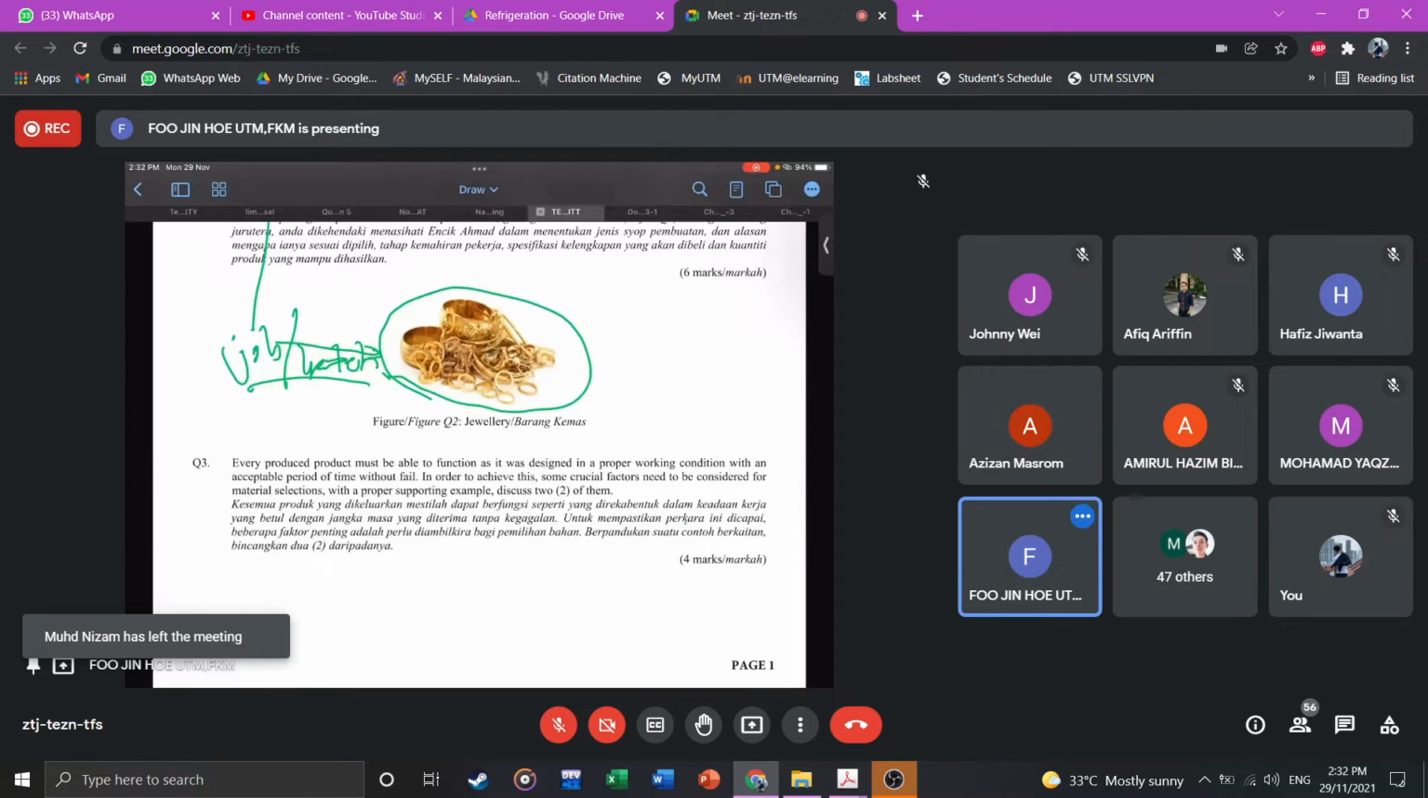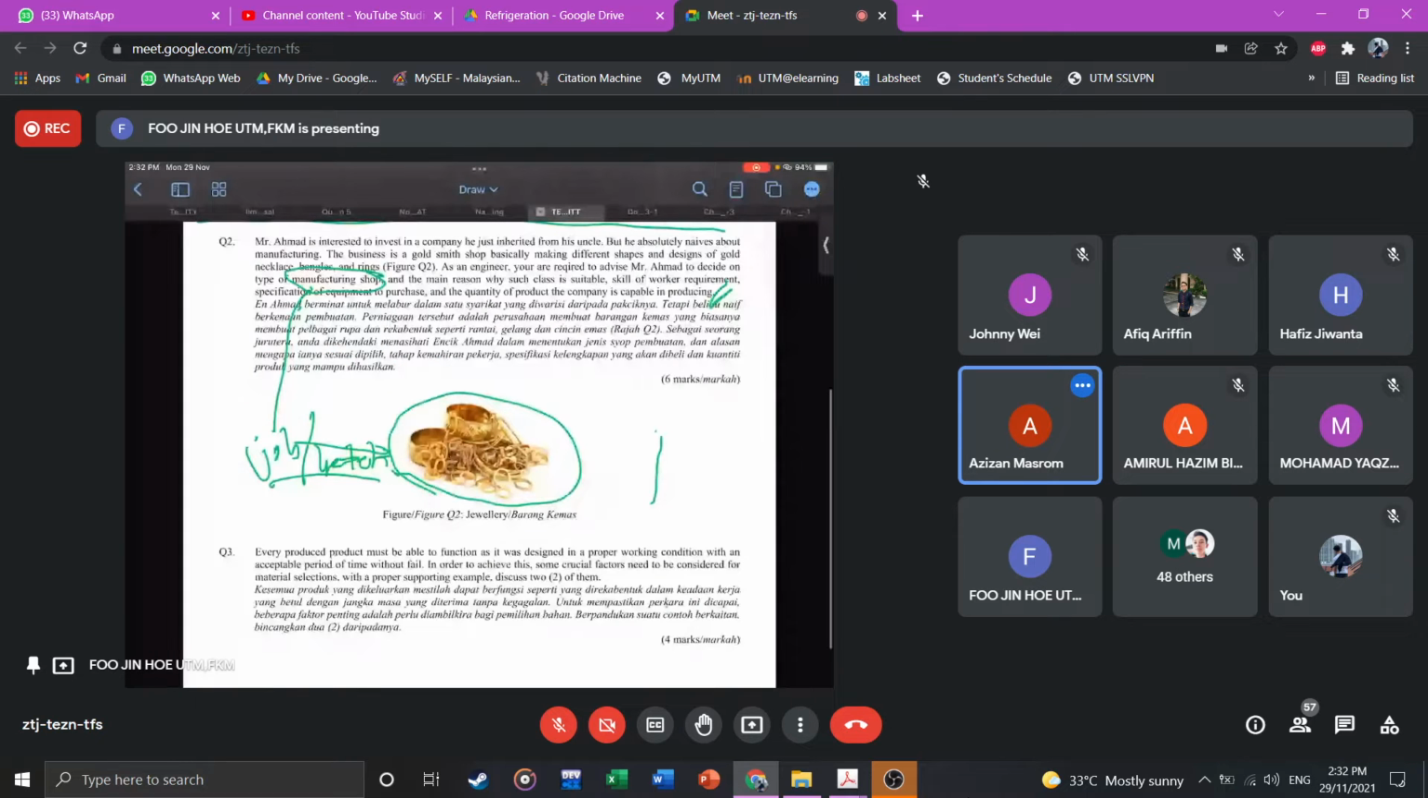Sorry, Doctor, for the question just now, the 6-mark one, basically we have to talk about the type of manufacturing shop, and what about the others? Since it is 6 marks, normally it is the important points. Normally there are 3 areas: skill of worker, purpose, and quantity. Here, 2 marks go to skill of worker requirement, specific equipment purchase, and quantity. These 3.